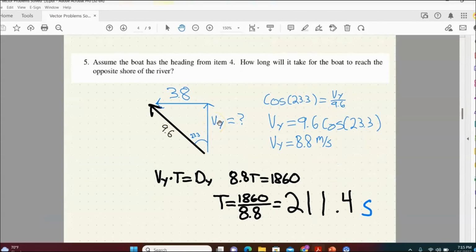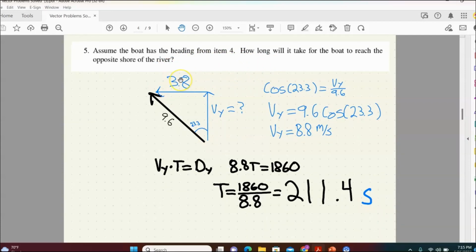And finally, part 5 says, assume the boat has a heading from item 4. How long will it take the boat to reach the opposite shore of the river? So this is the velocity from the previous part 4. We know that this is 9.6 meters per second. The velocity in the x direction is 3.8 meters per second. The angle is 23.3 degrees. This is the velocity in the y direction. We don't know it. We need to solve for it.